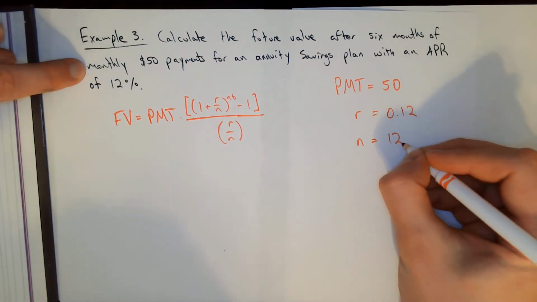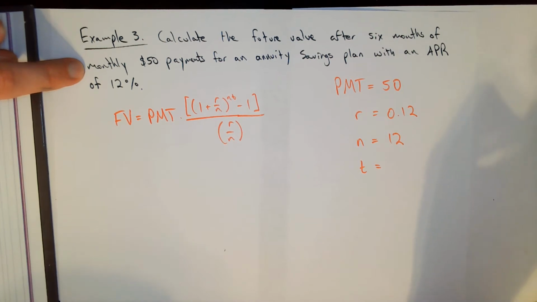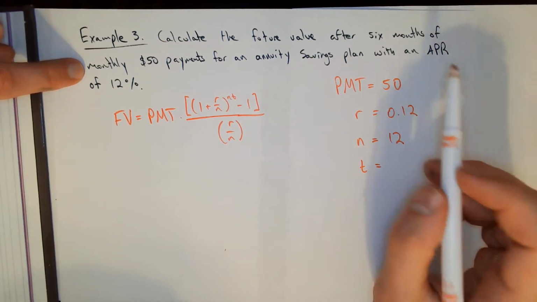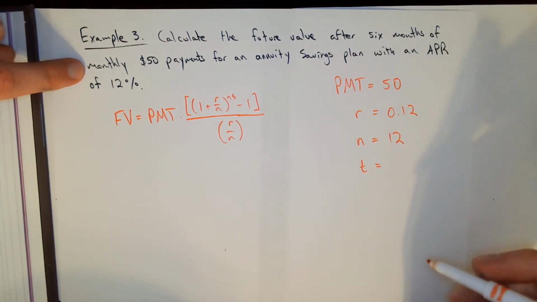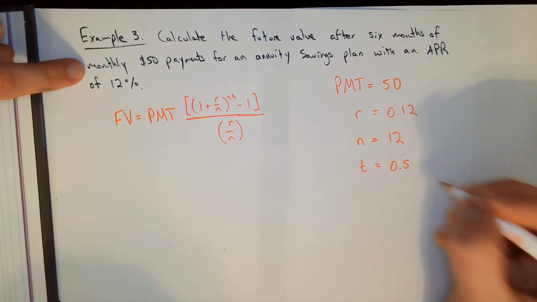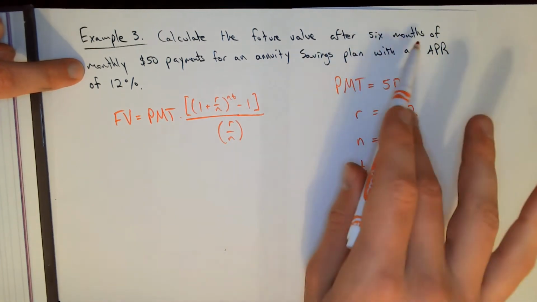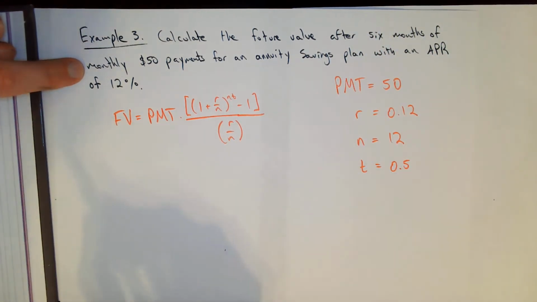monthly, so 12. And t, what is t? What is the time span? 6? No. T is measured in years. How many years have passed if 6 months have passed? Half of a year, right? So, okay. That's the twist to this problem. Time is 1/2 because only 6 months had passed. And time should be measured in years for this formula.